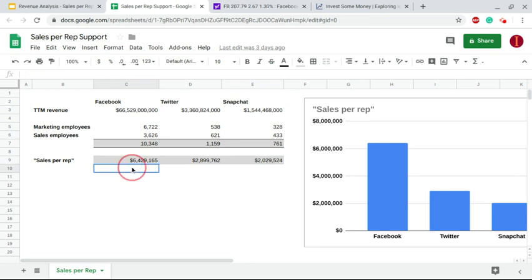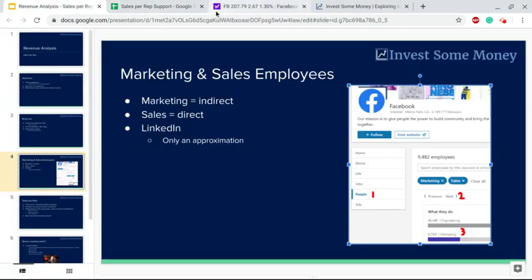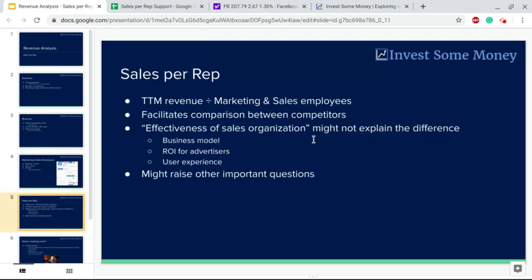Facebook, for probably reasons that are arguable, has way better sales per marketing and sales employee than either of these two competitors, if you want to call them competitors. I kind of cover that in my unique selling proposition post. That's debatable, but for the sake of illustration, we'll say they're competitors.